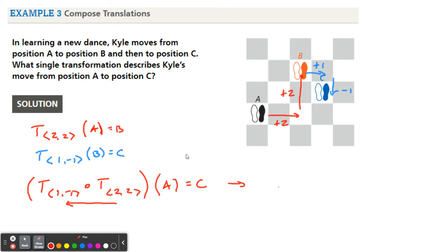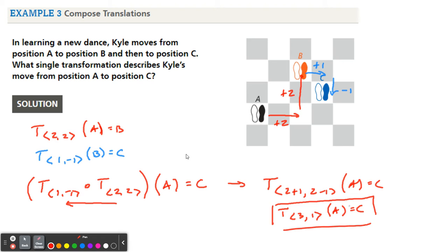Well, to combine these 2 translation rules, we would take this 2 and add 1 to it. We would take the y, 2, and subtract 1 from it. And again, this would be A to get to C. So 2 plus 1 is 3. 2 minus 1 is 1. That would be your single translation rule to get from A directly to C. And if you check it on here, I'll use purple. From A, if you went to the right 3 and up 1, you would get from A to C.